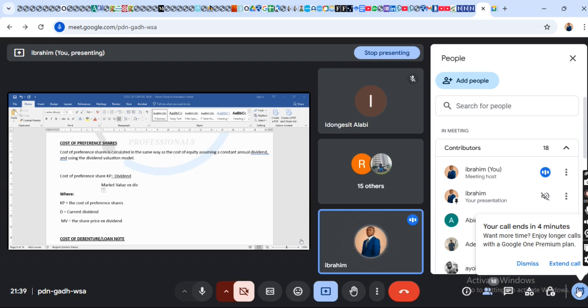Don't forget that we've explained this market value ex div. Ex div means dividend has been paid, right? That is ex div. Cum div means that the dividend is yet to be paid. So when you are given cum div, that is, the company's dividend is yet to be paid, you need to convert it.